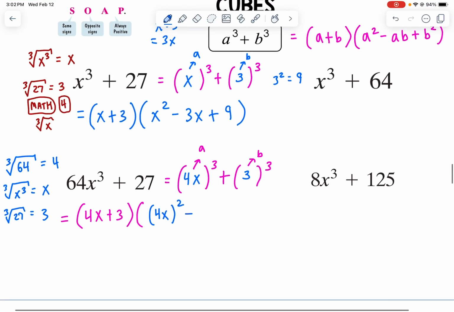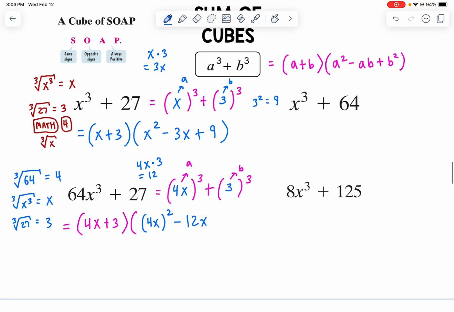But then we have minus A times B. Here, A times B, 4x times 3, is the same thing as 12x, so we'll have minus 12x. And the last piece here will always be positive. They want us to square the B value, so we want to square 3. 3 squared is once again 9, so we'll end it off with plus 9.